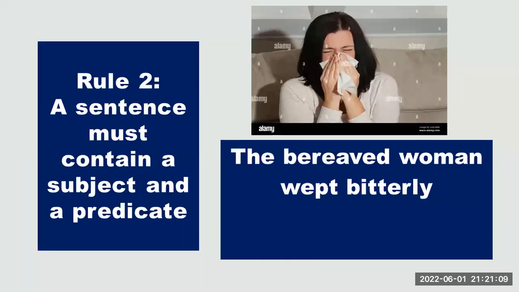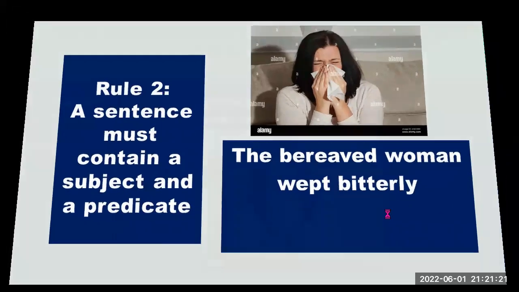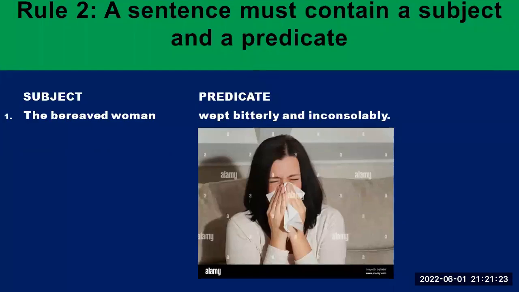Rule number 2, a sentence must contain a subject and a predicate. For example, the bereaved woman wept bitterly. Now let's look at the analysis. The subject is the bereaved woman. You will always notice that the subject is either the doer of an action or the person or thing that is being talked about, all right?